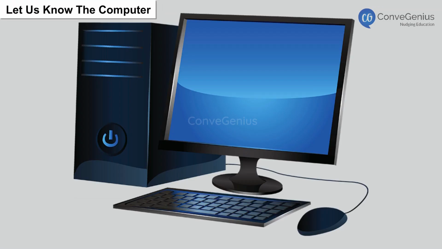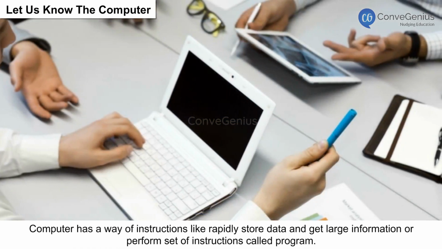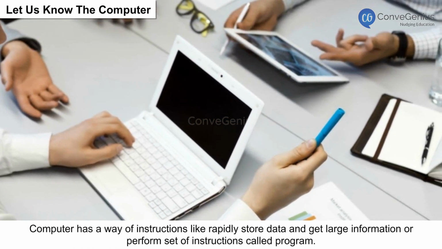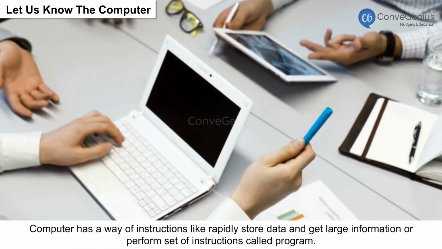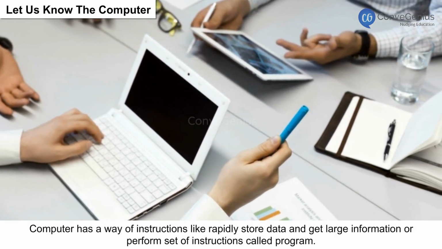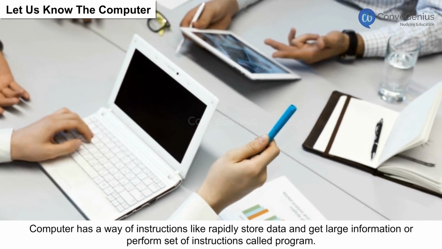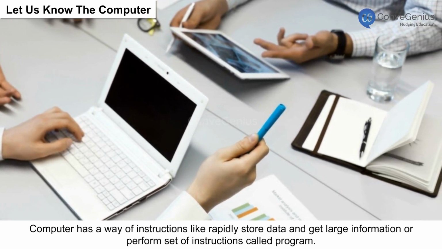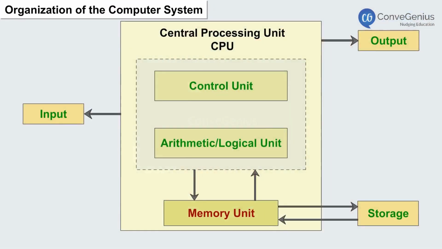Let us know the computer. A computer has a way of following instructions, like rapidly storing data and getting large information, or performing a set of instructions called a program. Organization of the computer system.